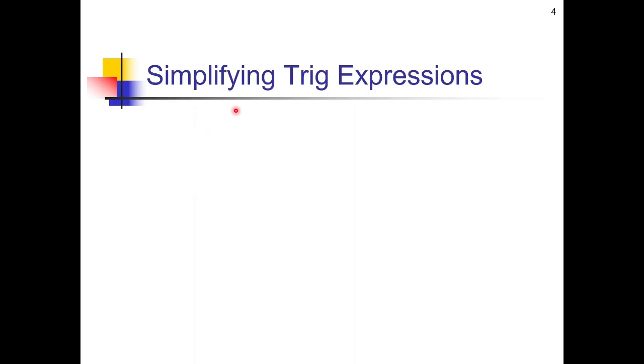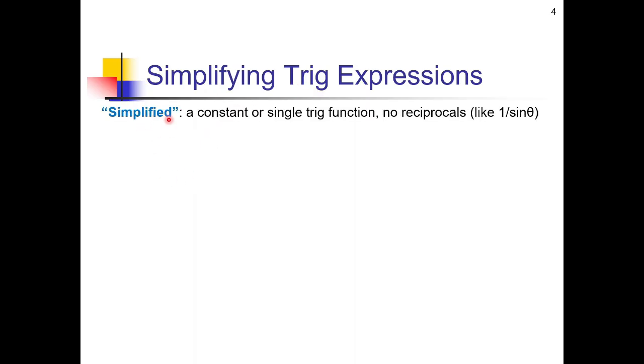If a trig expression is simplified, that means that we are left with either a constant or a single trig function. And that single trig function could have an exponent on it, like sine squared would be okay. And we also don't want any reciprocals. So 1 over sine of theta, we would turn that into cosecant of theta.